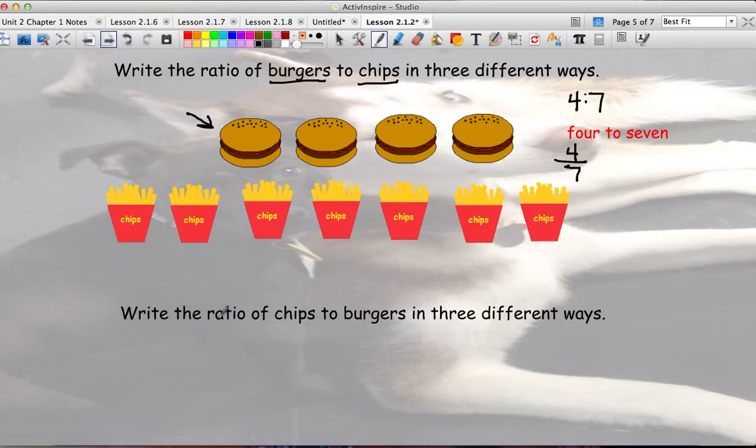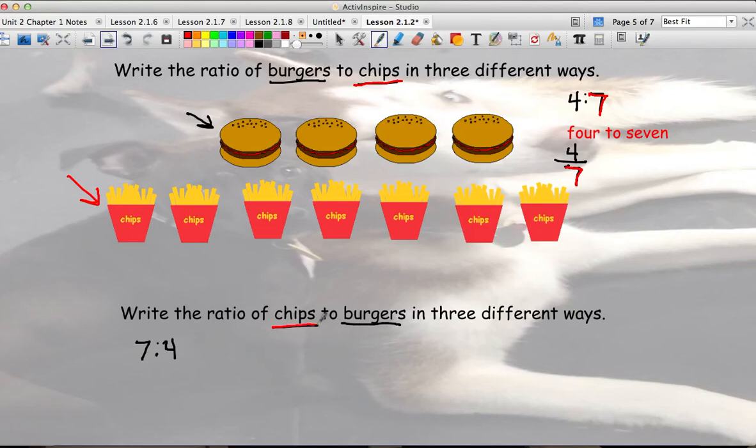Right, the next question asks us to write the ratio of chips to burgers. So first I have to count the number of chips, and I know that there are 7 chips, and then I have to count the number of burgers, and there are 4 burgers. So you'll notice here, and I'll do the chips in red, and the burgers in black. So in this case, I had 7, and it was listed second because chips was listed second.